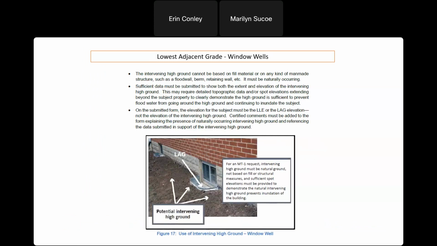Window wells, you can read this when you get the printout, but the lowest adjacent grade is actually there at the window well. And so there is information in MT1 that explains, is this ground in between intervening high ground? This is where it's helpful to have a grading plan before the house is built, to know, was the ground higher than the base flood elevation before the house was built, to prove that they didn't fill it in order to remove it from the floodplain.